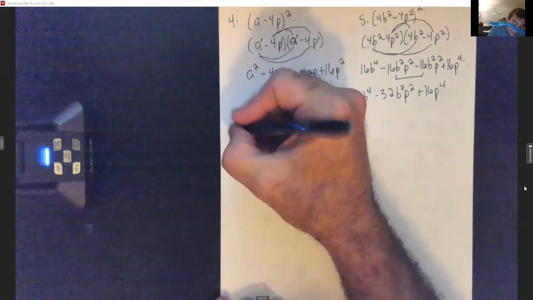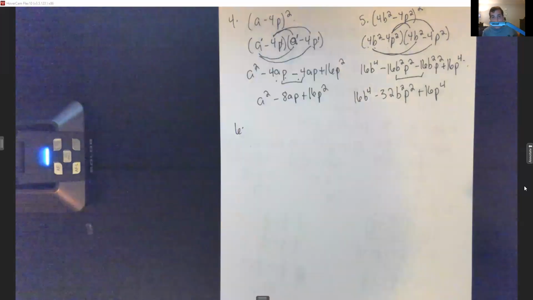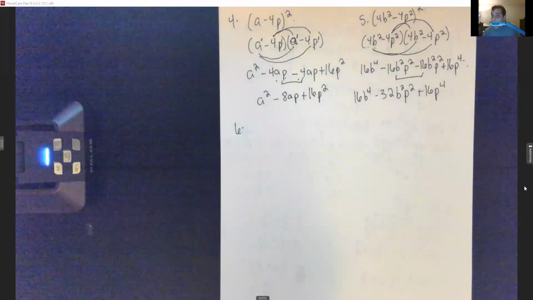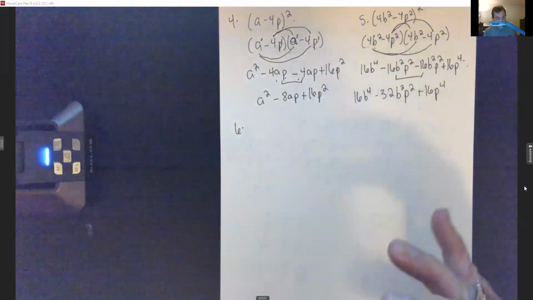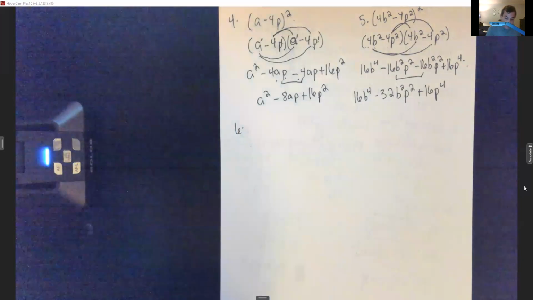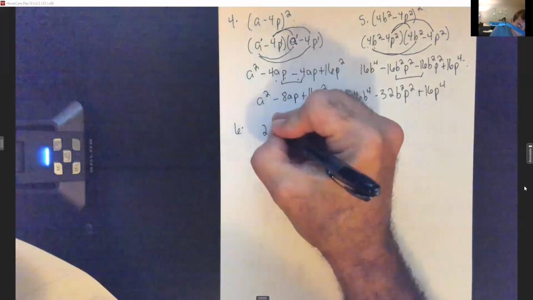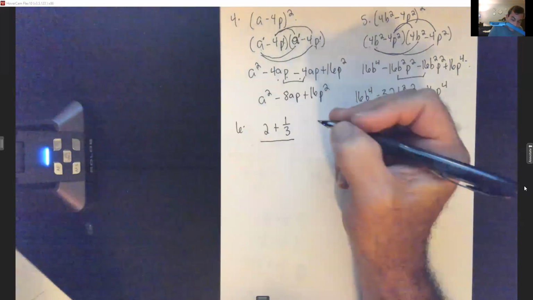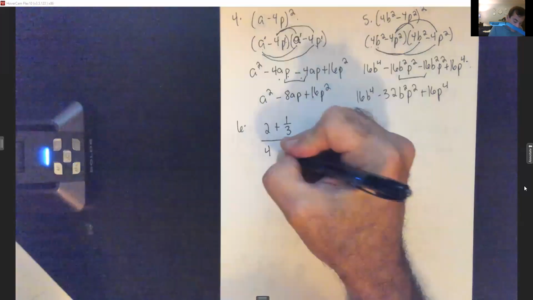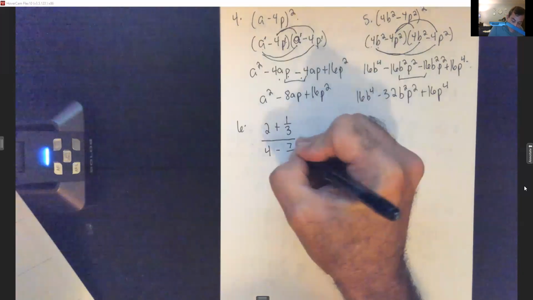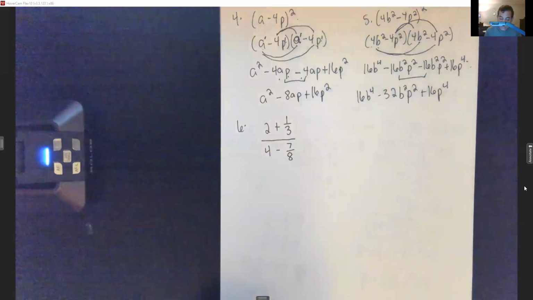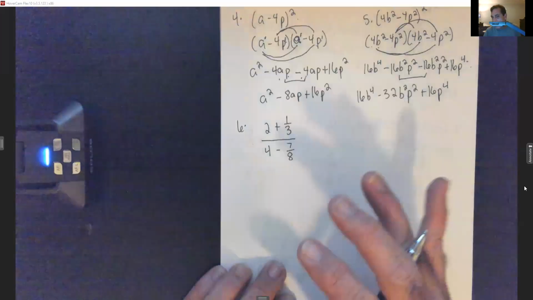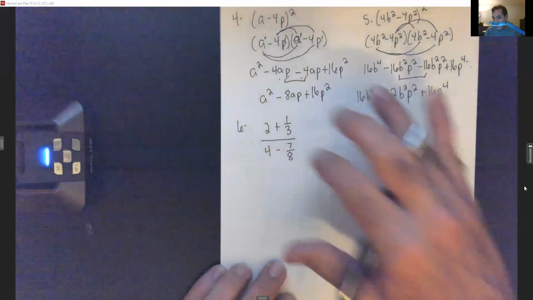All right, so number 6, they wanted to start working on complex fractions. A complex fraction is a fraction inside of another fraction, okay? So watch this. I got 2 plus 1 divided by 3 all over 4 minus 7 divided by 8. So I'll tell you what I do to these. It's all about least common denominators.